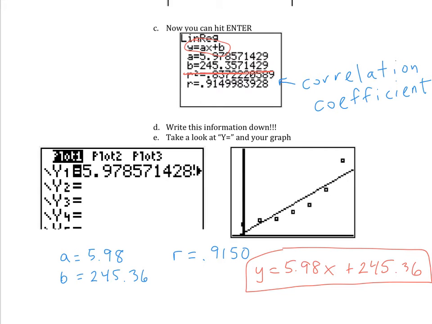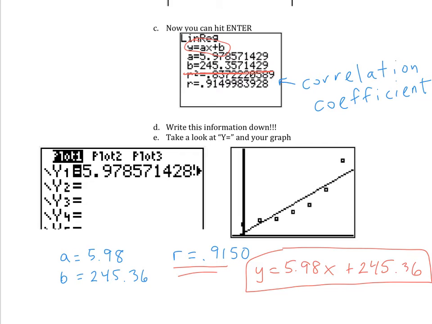And if you take a look, our correlation coefficient, 0.9150, that's pretty close to 1, right? So I would say there is a strong positive correlation between time and population. All right? So as time keeps going, population keeps increasing. So you write this information down.